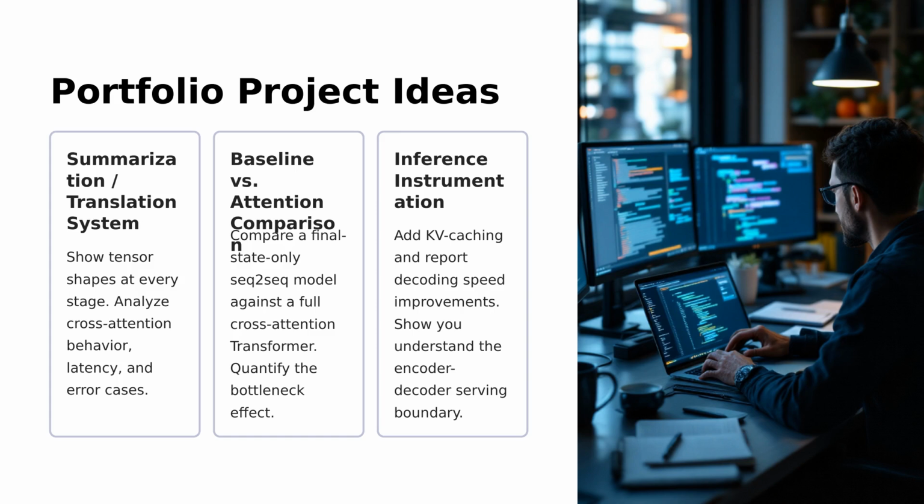Here are a few strong portfolio project ideas. First, build a summarization or translation system and clearly show tensor shapes at each stage, along with cross-attention patterns, latency, and common error cases. Second, compare a final-state-only seq2seq baseline with a full cross-attention transformer to quantify the bottleneck. And finally, add KV caching at inference and measure decoding speedups to demonstrate the encoder-decoder serving boundary.